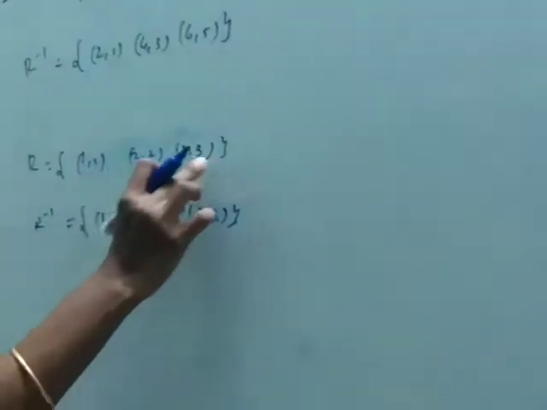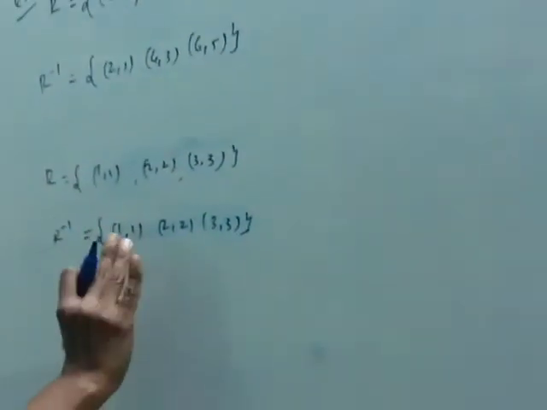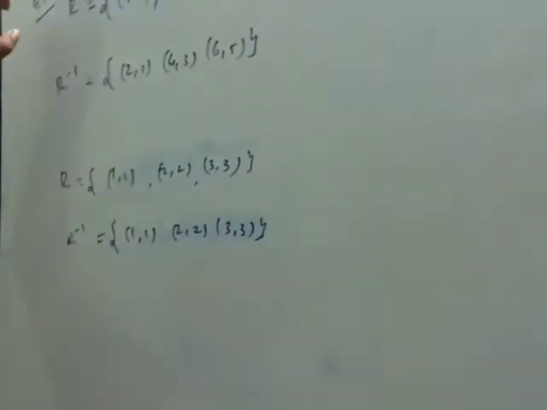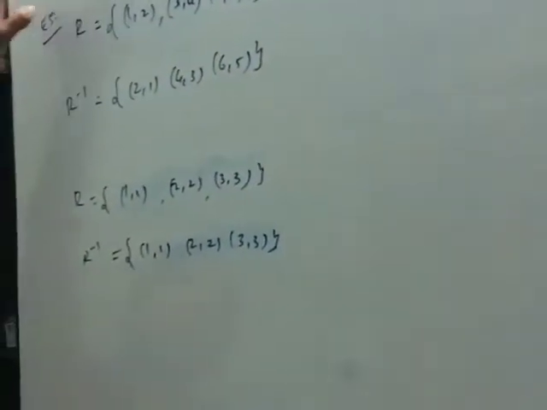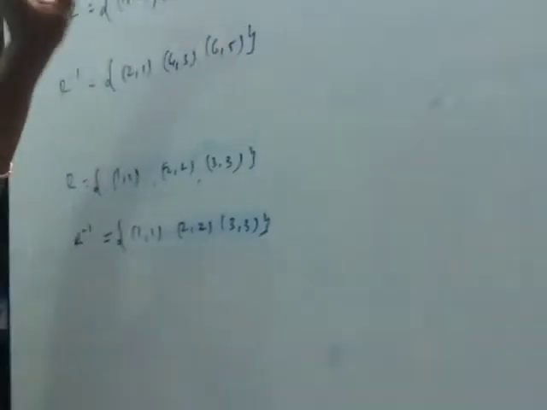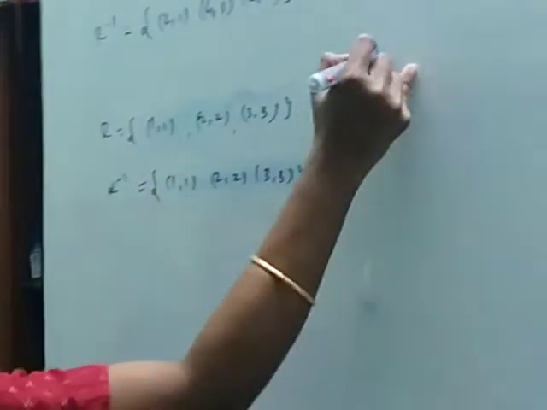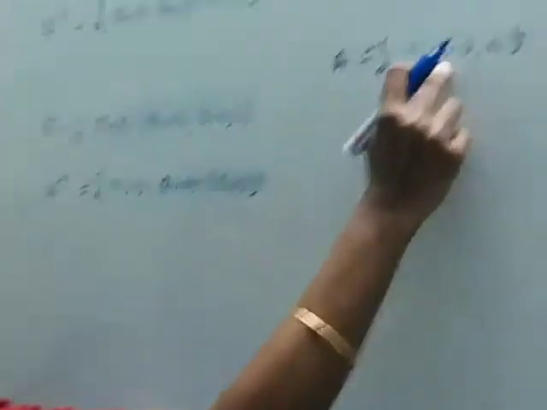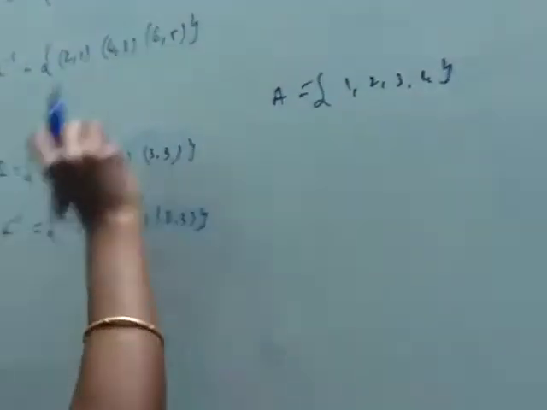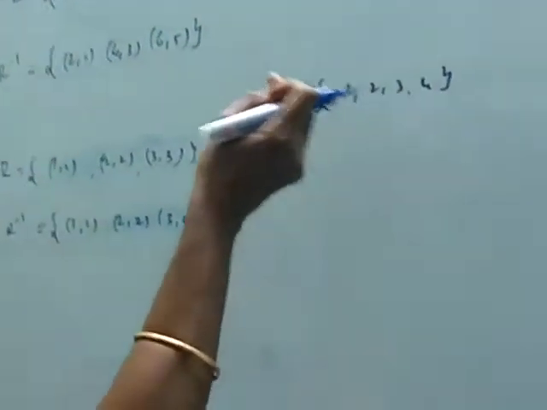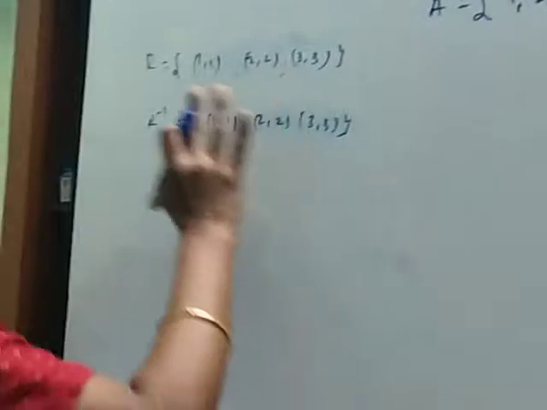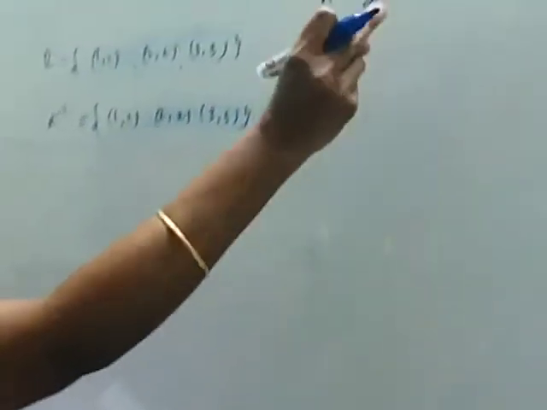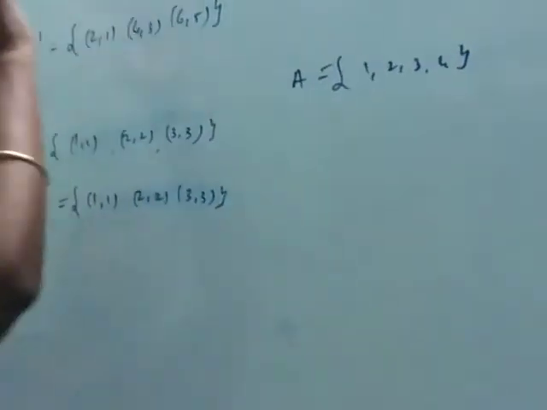1 comma 1, 2 comma 2, 3 comma 3. So the inverse is 1 comma 1. So you may get confused that it may be reflexive, but it depends on the set A having those elements. If you are having set A as 1, 2, 3, 4, then 1, 1, 2, 2, 3, 3, 4, 4 will come only, then we say that it's reflexive. But when you are taking only simple 1, 1 and 2, 2, 3, 3 only, then it will definitely be symmetric. But reflexive will depend on the element ordered pairs given by that relation.